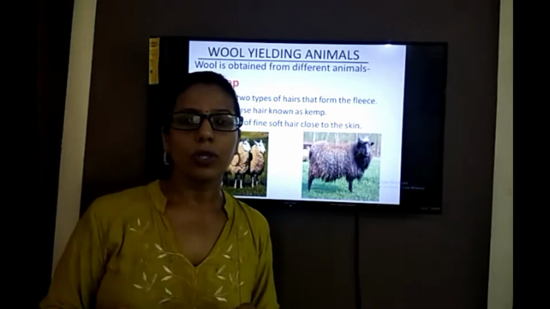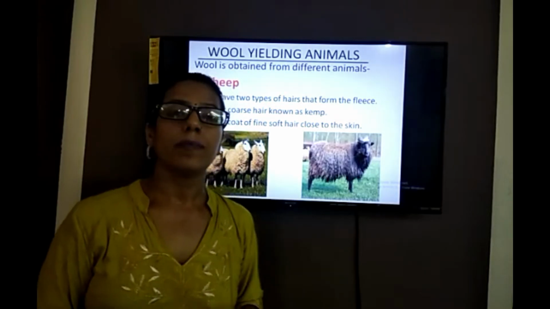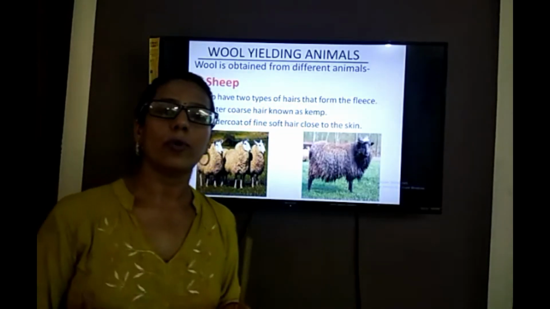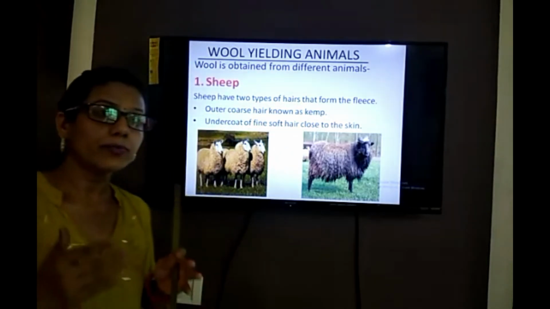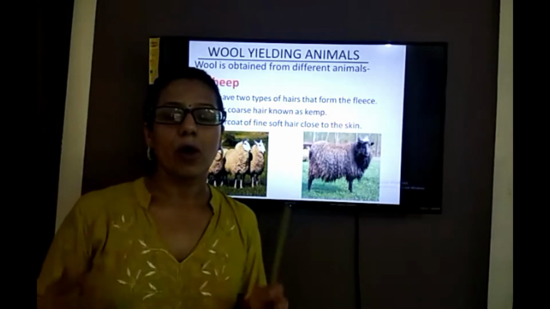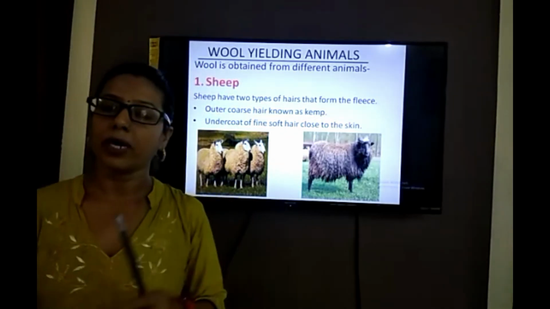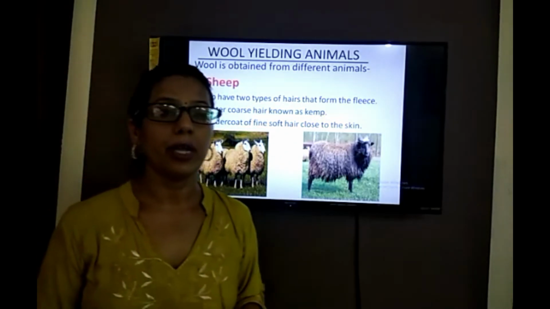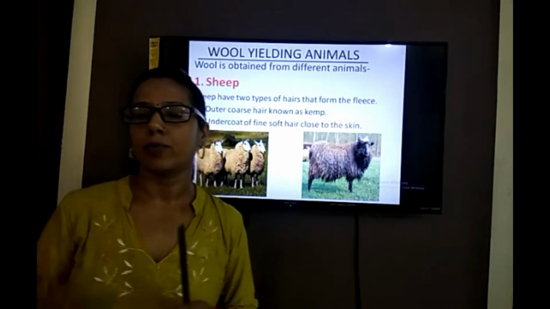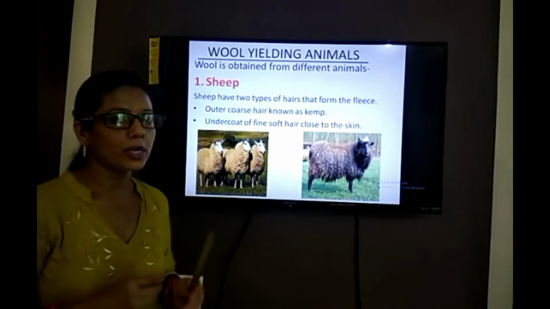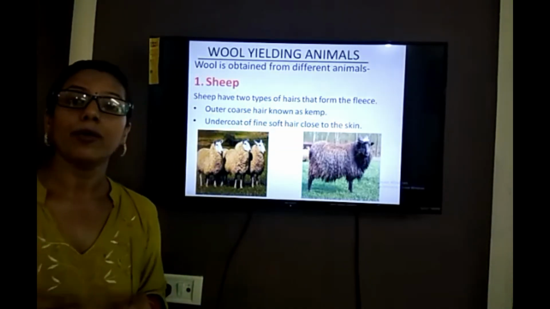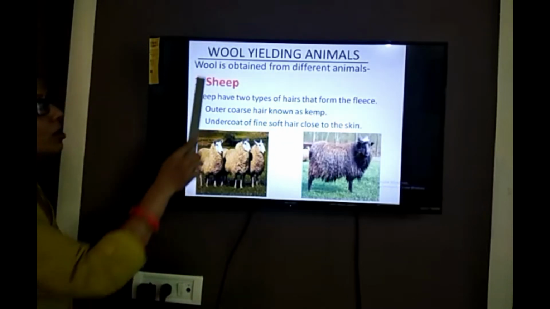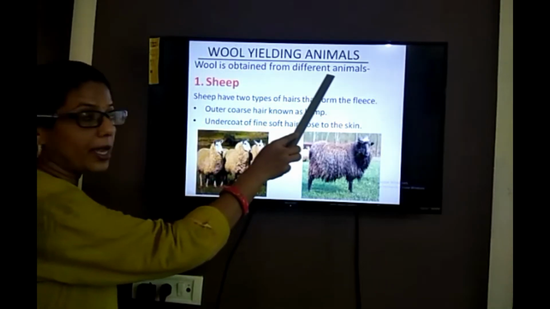But sheep is not the only source of wool. Some other animals also provide wool. And these wool yielding animals are found in different parts of the world and different parts of our country, like Himachal Pradesh, like Jammu and Kashmir. So now the next topic is wool yielding animals.